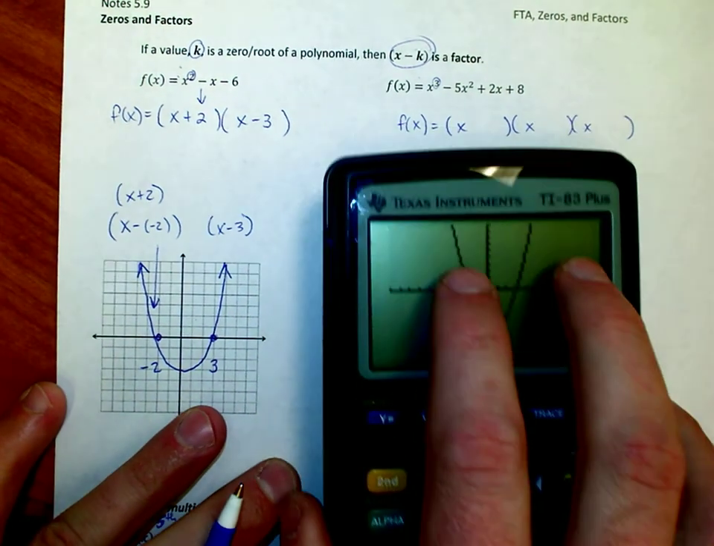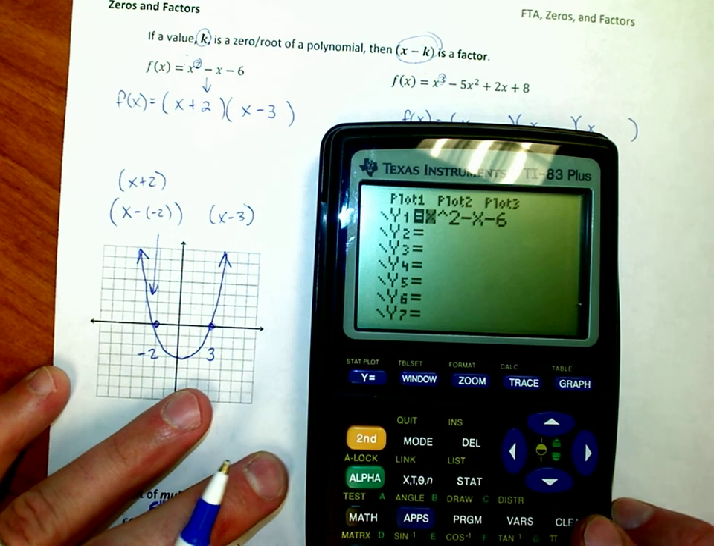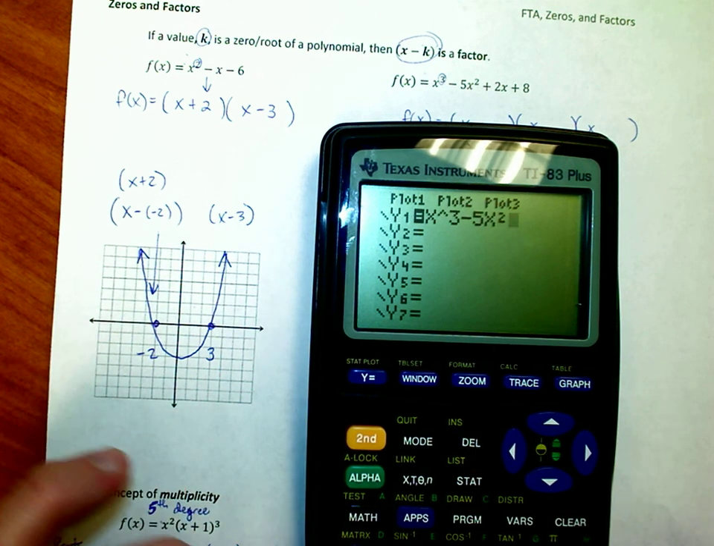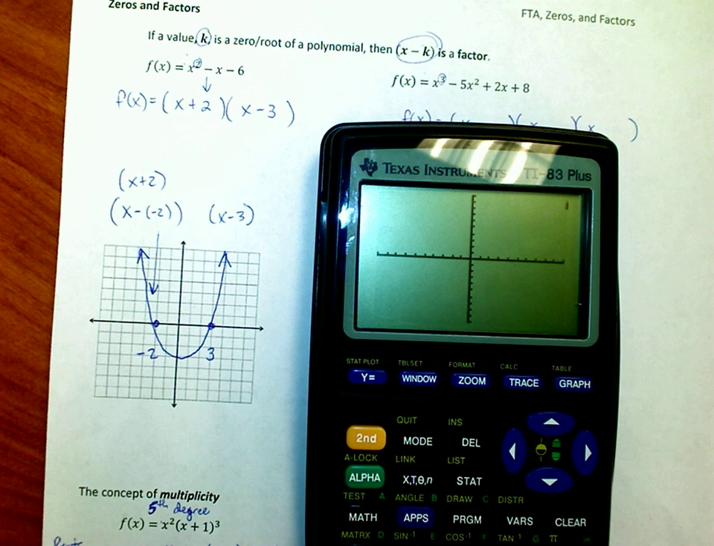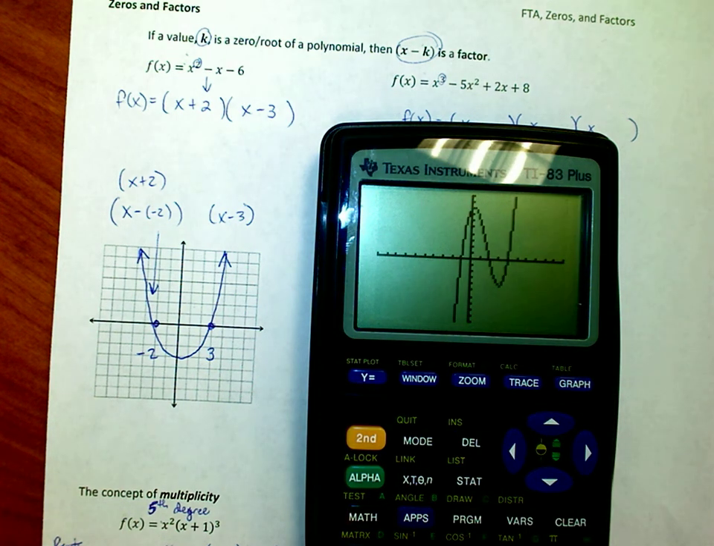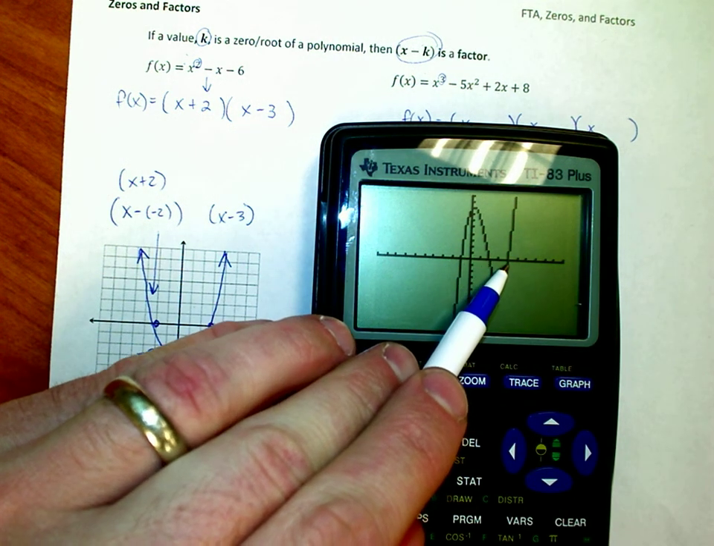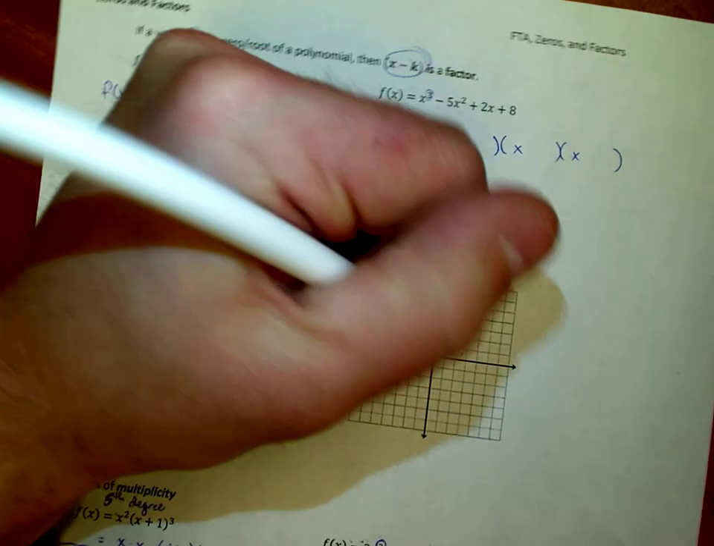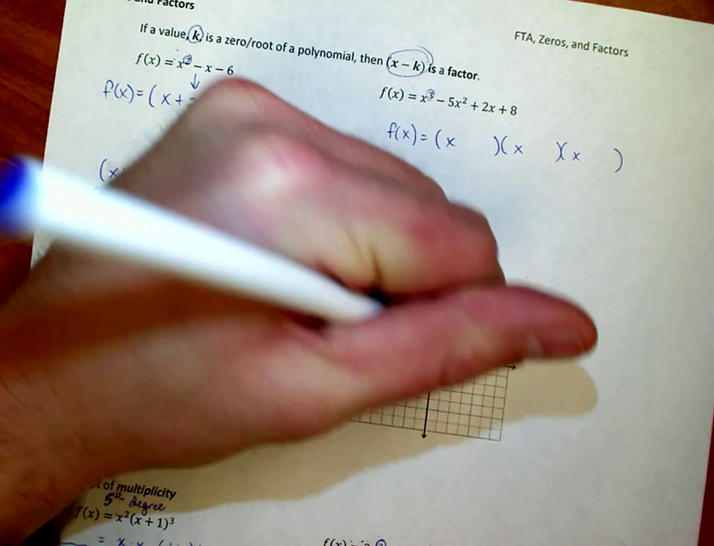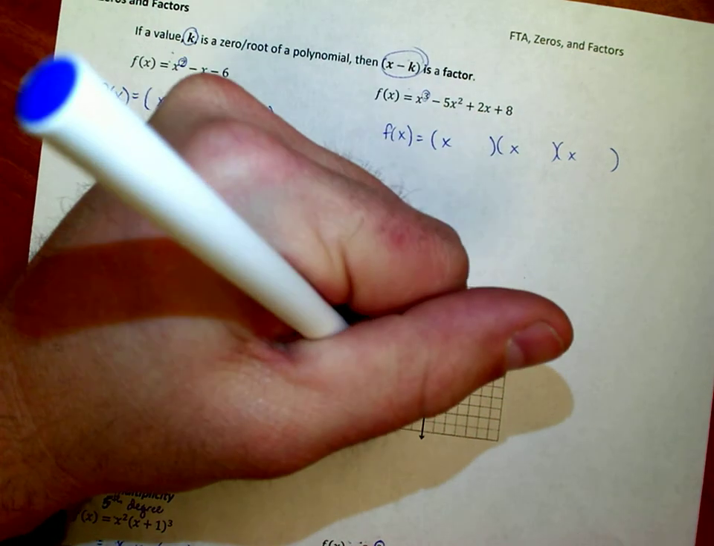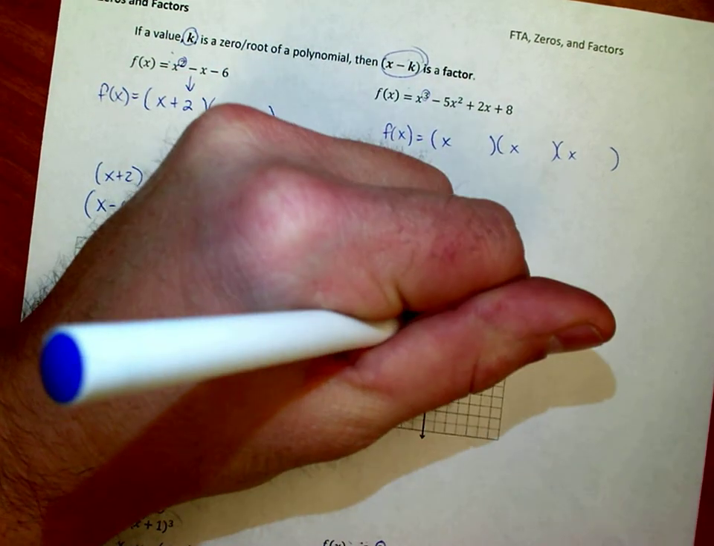It would be really nice if I could get this off the graphing calculator. And so I can. I'm going to enter x cubed minus 5x squared plus 2x plus 8 and graph it, looking for where it crosses. If I'm lucky, it crosses in 3 separate locations, and it looks like it does, at -1, +2, and +4. Our graph looks something like this: it goes up, comes down, goes up.